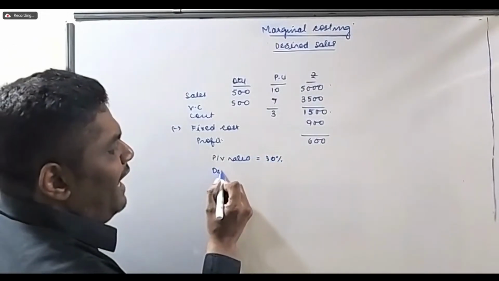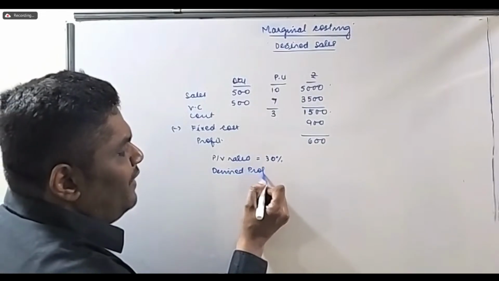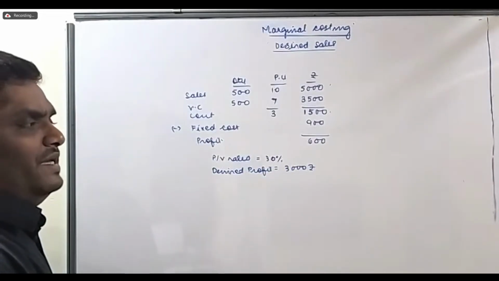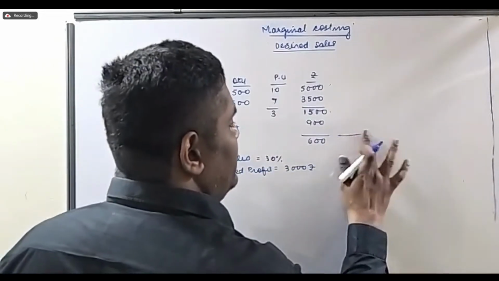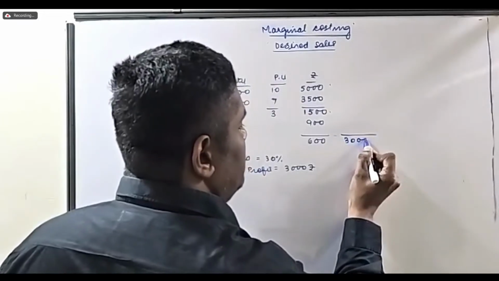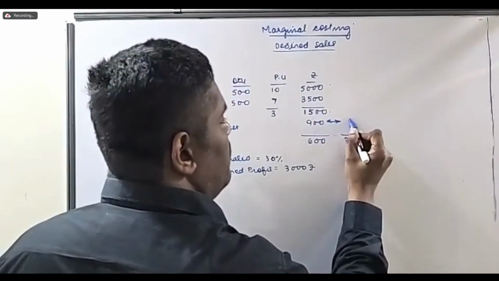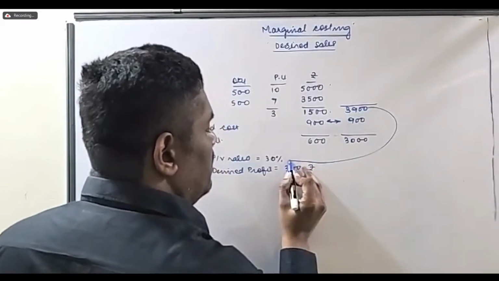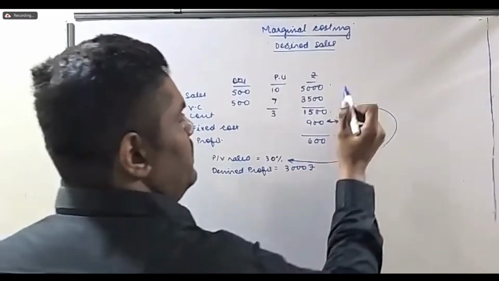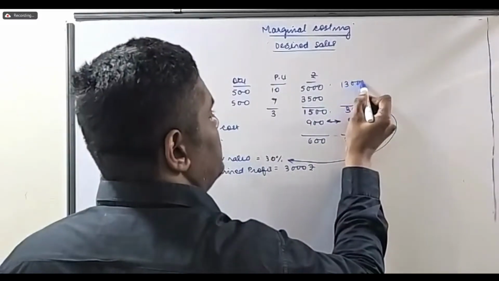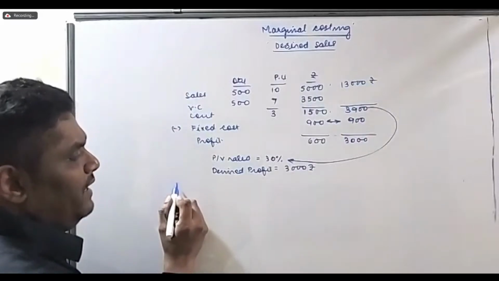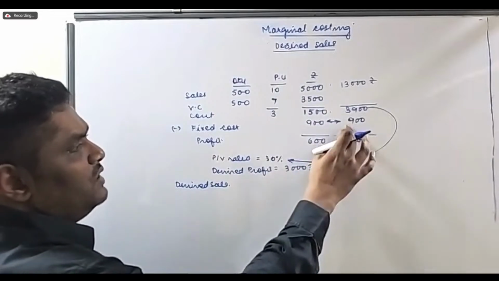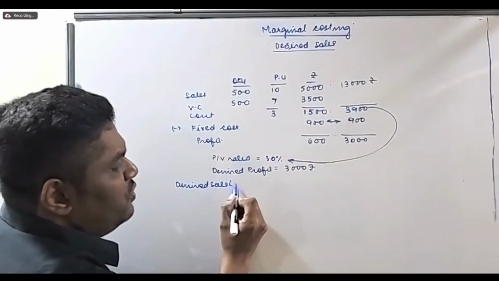Now on a fine day, I have a desire to earn a profit of, let's say, 3,000. Again, what will be my sales? Very simple. Instead of 600, how much do we want? 3,000. My fixed cost will always remain constant, that is 900. So how much will this be? 3,900. This is equal to 30%. So how much will be my sales? It will be 13,000 rupees. Again, the same way, what I did: fixed cost plus desired profit divided by my PV ratio.